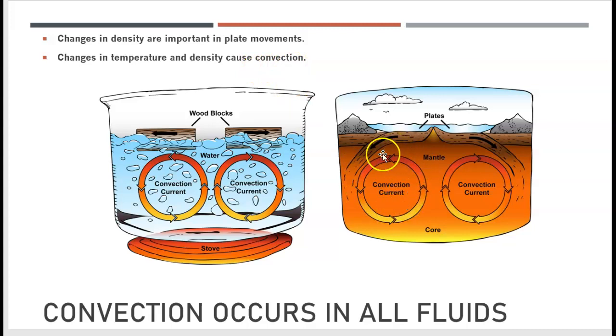So convection is the cycling movement of material from hot to cold, from low levels where it's dense to high levels where it becomes less dense. And so this same thing happens in a pot of water on a stove, and it happens within the earth. I'm going to take a pause here and move to the second part of our video.